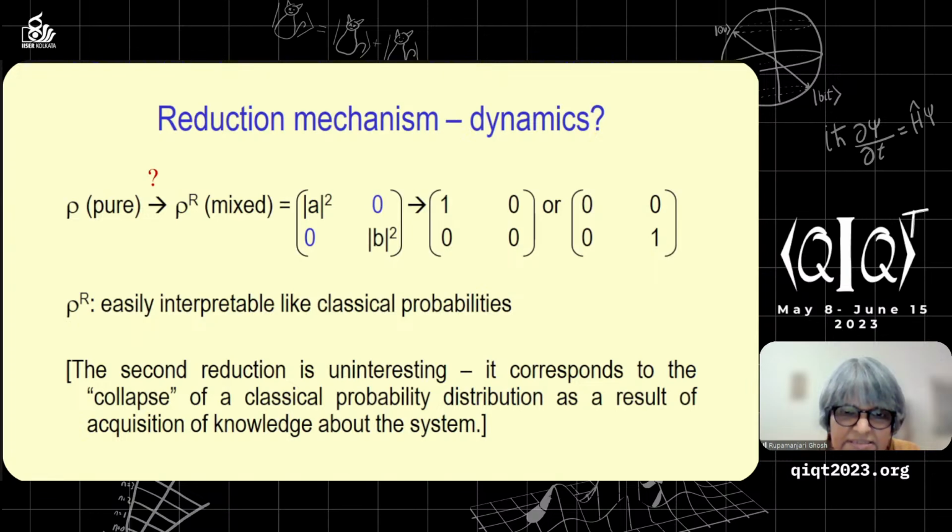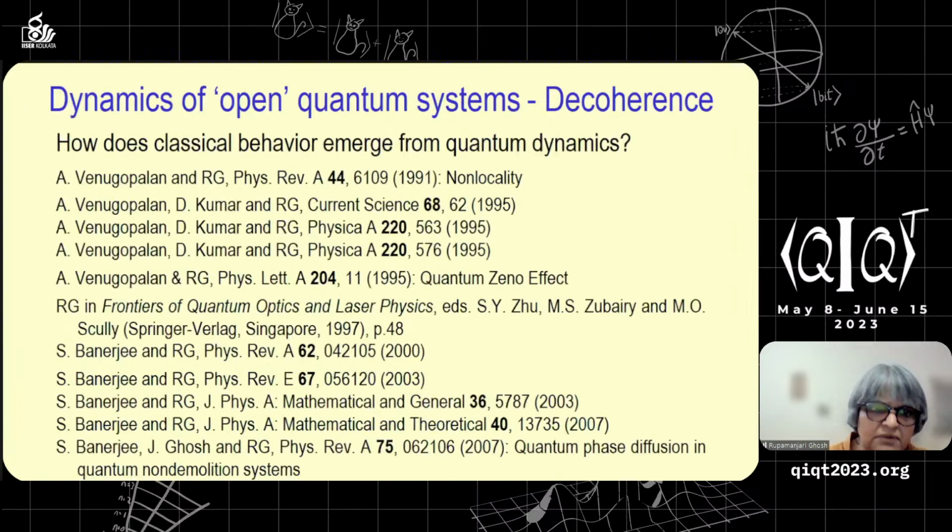Once you have just the diagonal elements mod A square and mod B square, they're easily interpretable like classical probabilities. Of course, a second reduction happens, but that's uninteresting. That's the classical probability distribution collapsing. You have that in classical statistical mechanics. So that is not of importance, but the red question mark that you see there is really asking what is the dynamics of rho pure to go to this diagonal reduced density matrix. And that's what decoherence is all about.